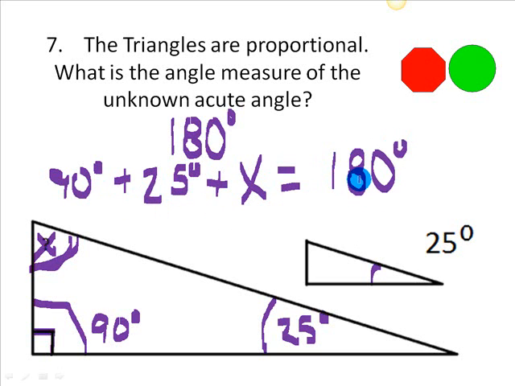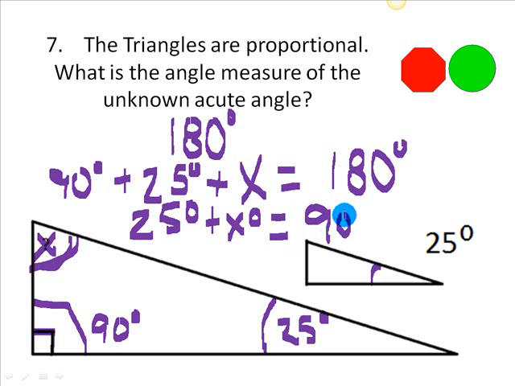If we take 90 degrees off of each side, then we subtract 90 from each side, we wind up with 25 degrees plus x degrees equals 90 degrees. Remember, we took 90 off of each side to keep the balance. Now if we subtract 25 from each side, we wind up with x equals 65 degrees.